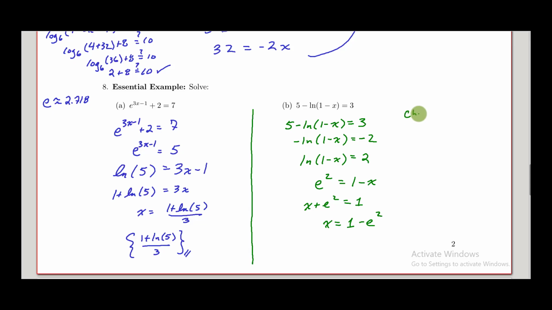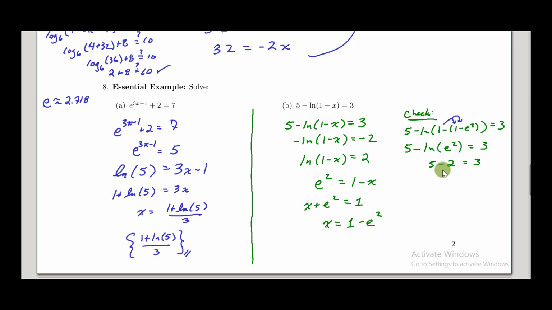What we ought to do is we ought to check our answer here. So if we plug this back into the original, we'd have 5 minus the natural log of parentheses 1 minus, and I'm going to plug in my solution in parentheses inside that logarithm for x. And this would give me 5 minus the natural log of, if we rewrote this, we would get 1 minus 1 plus e squared. Careful, that minus sign would get distributed. That's why I emphasize putting those parentheses there. Is equal to 3. And this would give me 5 minus 2 is equal to 3, because if I take the logarithm base e of e squared, the natural log, it just returns the power there.